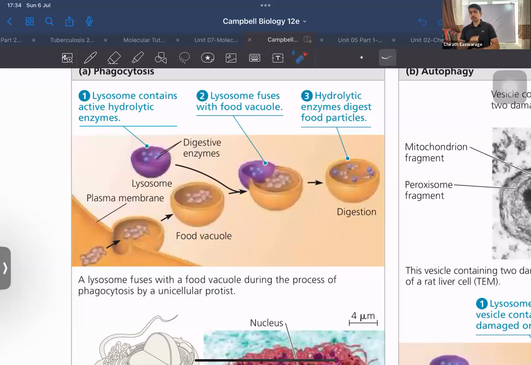So the lysosome contains enzymes, right? The lysosome will release the enzymes and digest whatever the cell took in. So that will destroy it, and also the cell will get some nutrients. The bacteria may have some proteins, carbohydrates, lipids. They will be used by this big cell. Get it? That is one of the functions of lysosomes, right?